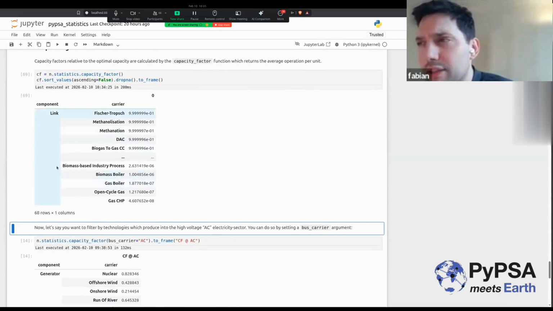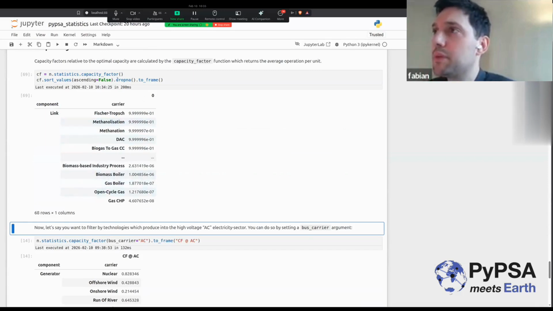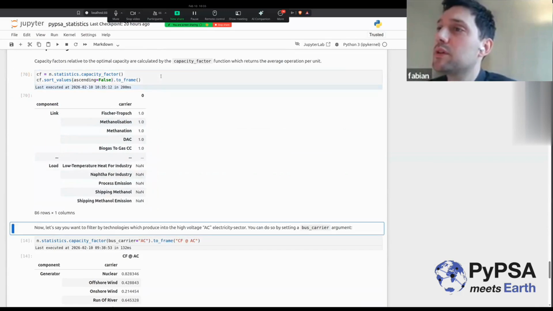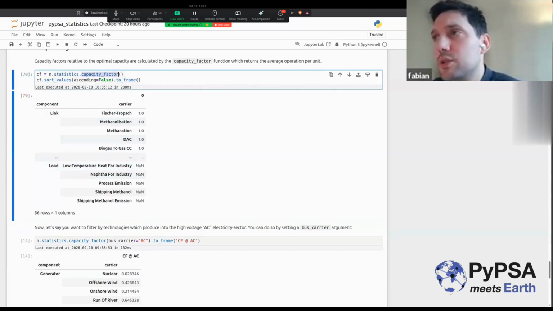It's showing that this is only for links. I'm a bit wondering why. Since we're doing this drop NA, there might be quite some NaNs in generators. Anyway, I guess it's not about that one now. It's also a function I'm not using so much.